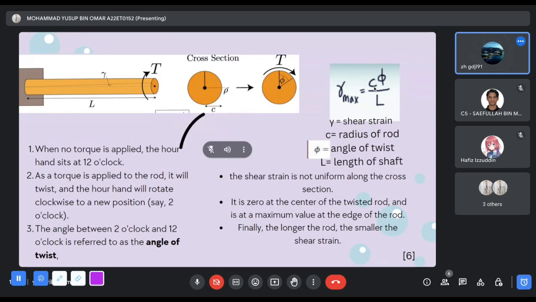So c is the radius of the rod, theta here is the angle of twist, and L is the length of the shaft. As the shear strain is not uniform along the cross section, it is zero at the center of twist and it is maximum at the edge of the rod. So finally, the longer the rod, the smaller the shear strain.